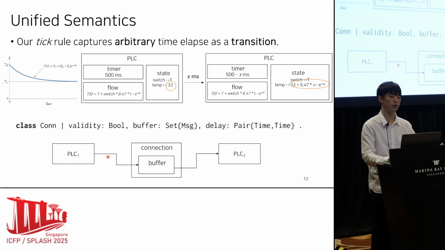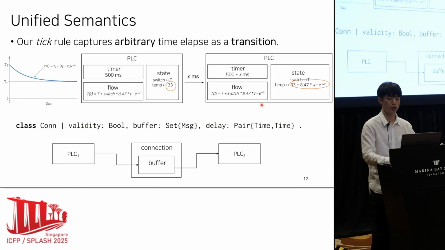For the physical part, the key element is the tick rule, which describes the passage of time of arbitrary duration. For example, this graph depicts the continuous change of the temperature value, and from this state with the temperature of 33, after X milliseconds, the temperature value is updated to this value according to the flow function and the PLC object.